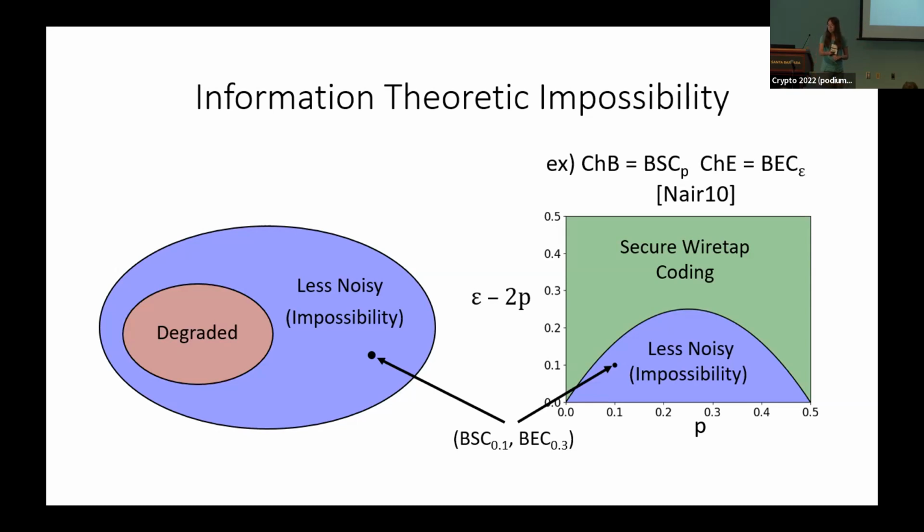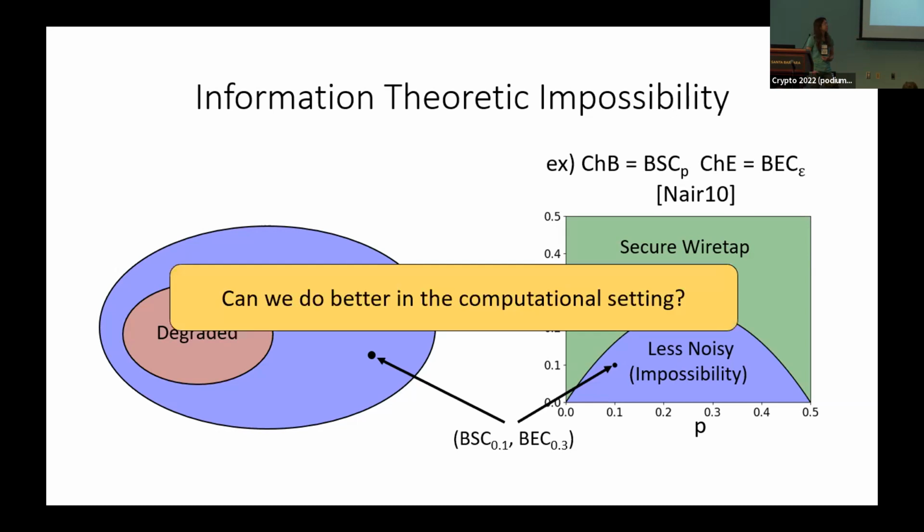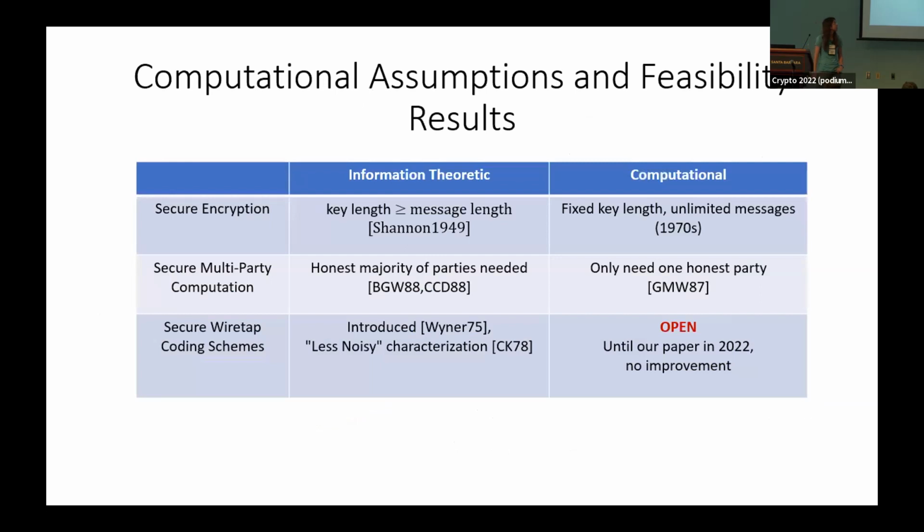Okay. So seeing as this has been very well characterized in the information theoretic setting, we can ask whether we can do better computationally. So historically in crypto, we've gotten a lot better results in the computational setting compared to the information theoretic setting. For example, secure encryption, secure MPC, and many, many other cases. And surprisingly, even though this was introduced by Wyner in 1975, which was more than 40 years ago, to our knowledge, it's only really been studied in the information theoretic setting in terms of feasibility.